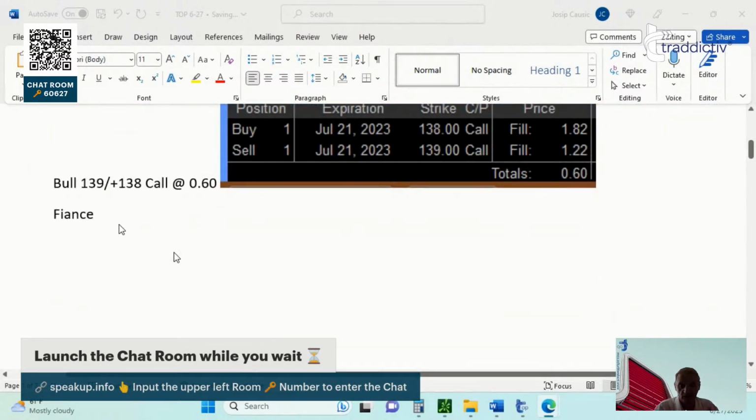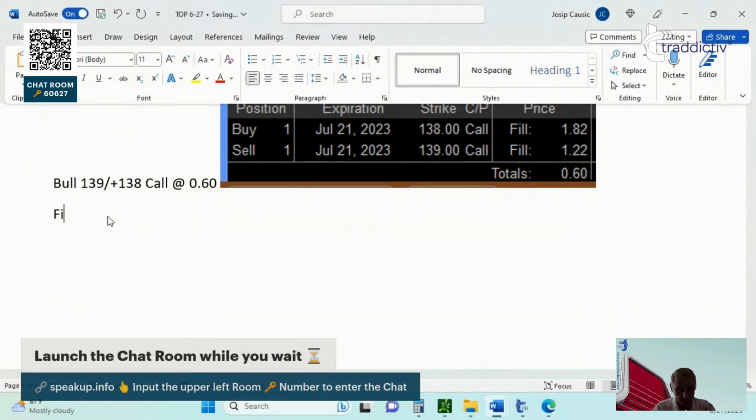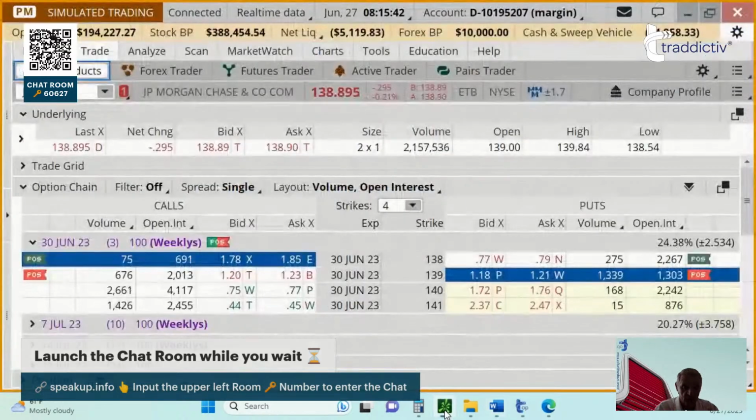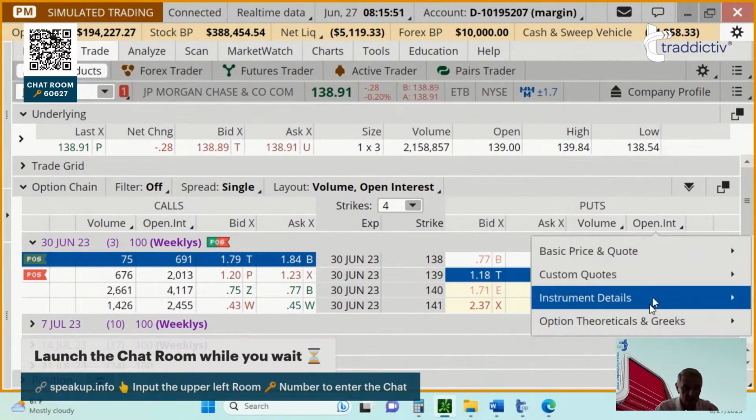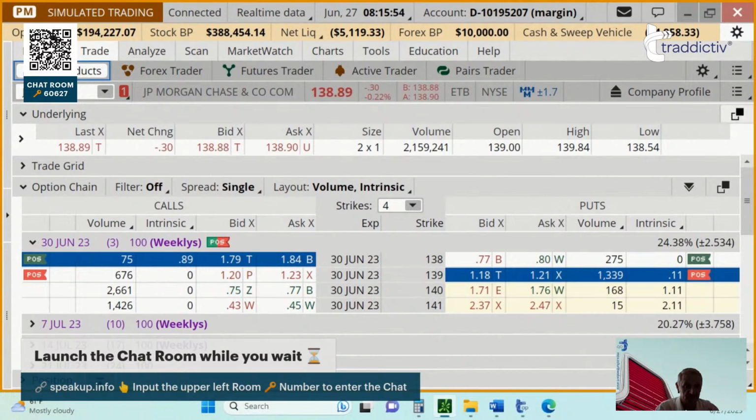Okay, so we are talking about financing the bull call spread with a bull put spread involving the same strike prices, which means we are selling at 139 and we're buying at 138, but it's a put. It's a put. So as you can see over here, in a live platform, I sold the 139, and I'm going to change this from open interest to intrinsic value. So you would see exactly that that thing currently is against me 11 cents, 10 cents right now.